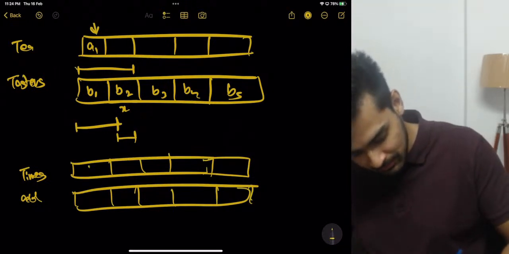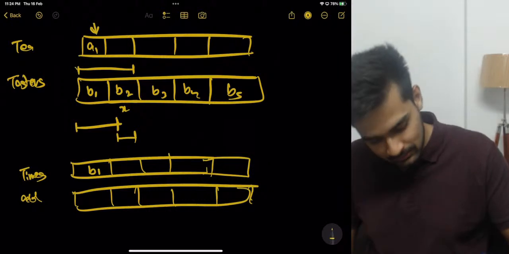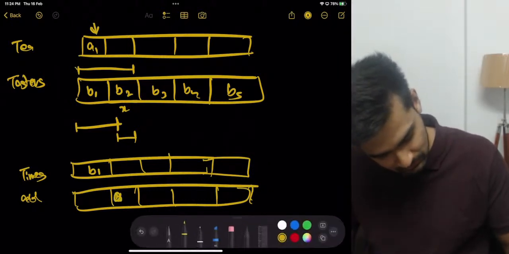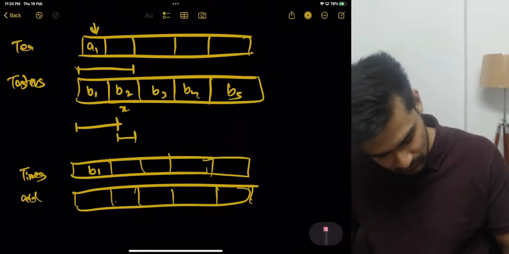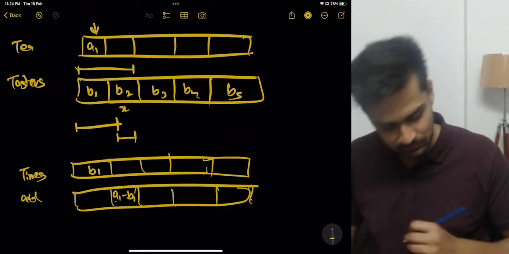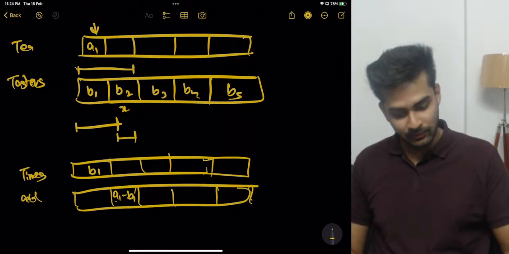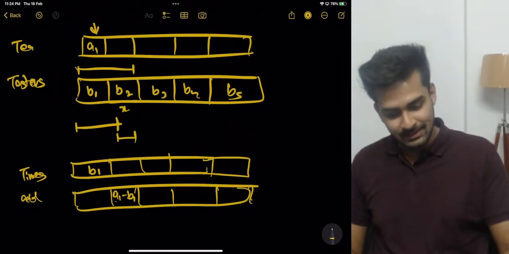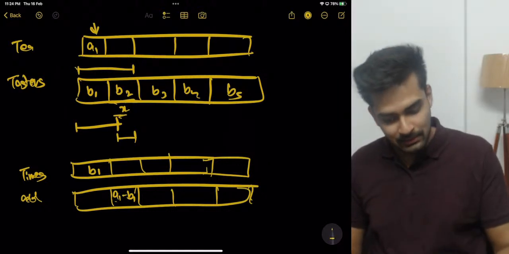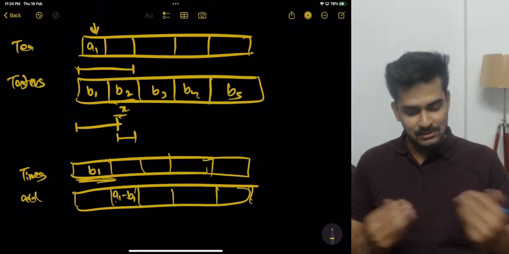I know I'm able to take the entire B1 value. The second person is able to take A1 minus B1 value, which is X, but the first person was able to take the entire B1 value. Let's come on to the next person.